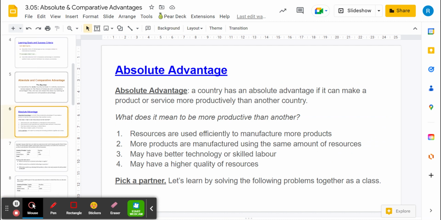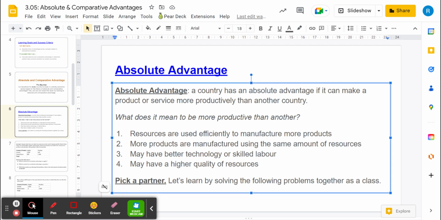So the lesson is about absolute and comparative advantage. What is absolute advantage? A country has an absolute advantage if it can make more of a product or service, in terms of more productively, than another country. So in a straight up sense, if Canada can make more cell phones than the UK, Canada has an absolute advantage in cell phones if it could do so at a higher rate of productivity.